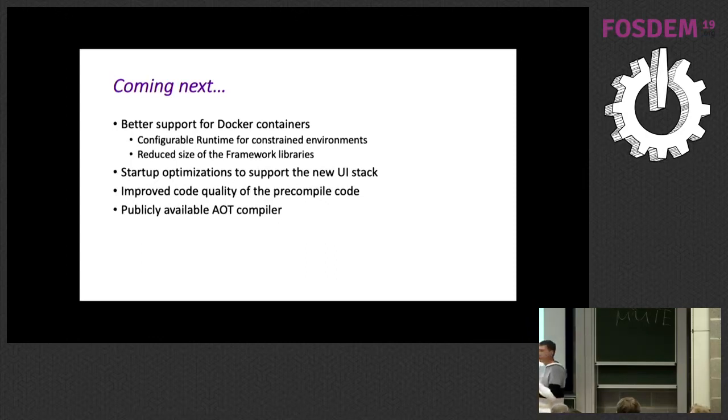Then, as you probably saw in the .NET Core 3.0 blog post, we're going to ship a new UI stack, WinForms and WPF, right? And what do UI apps require? Fast startup, quick response times, right? So we will spend some time optimizing those libraries and precompiling them. And last but not least, we want to make our CrossGen compiler publicly available, so every developer can optimize their applications.